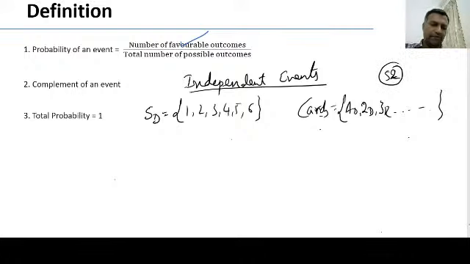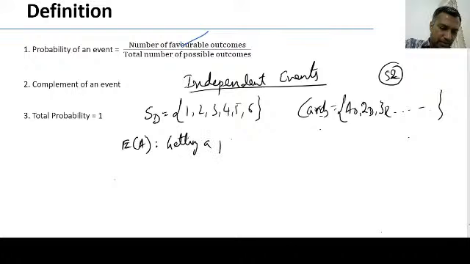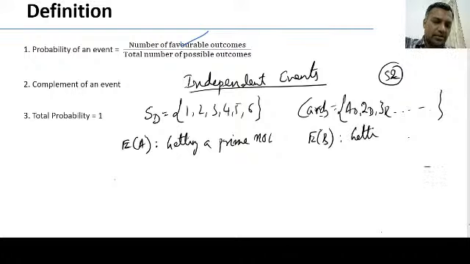If I define an event here, let me define an event called A. What is the event A? Event A is getting a prime number. Now let me define event B on the cards. What is event B? Getting an honors card. Yeah, so if I define it like this, now A and B are said to be independent events.